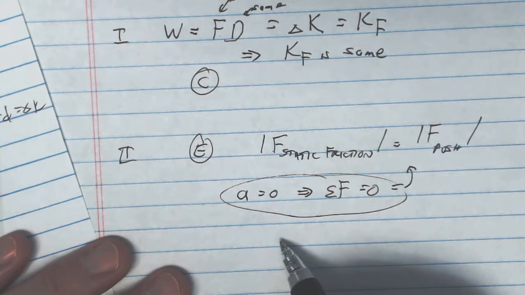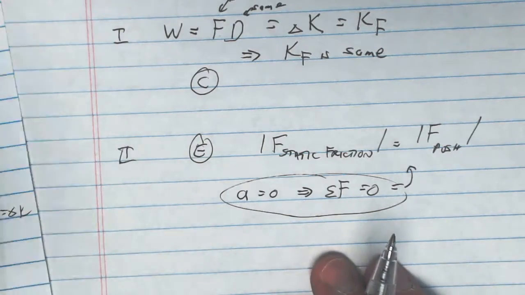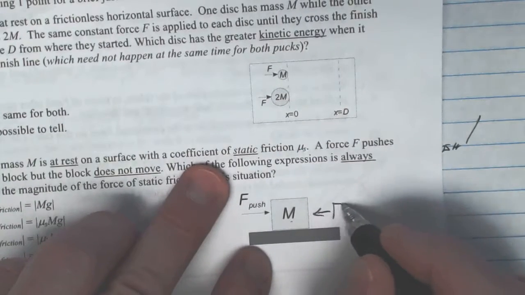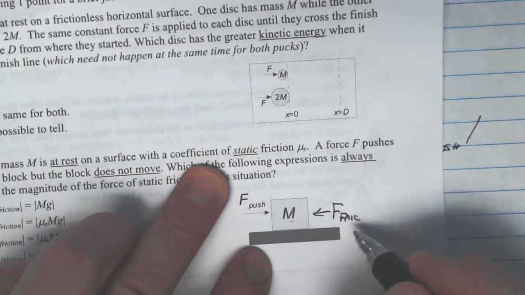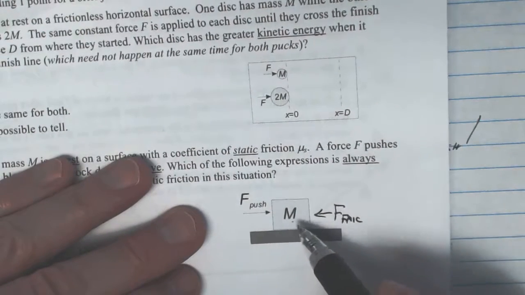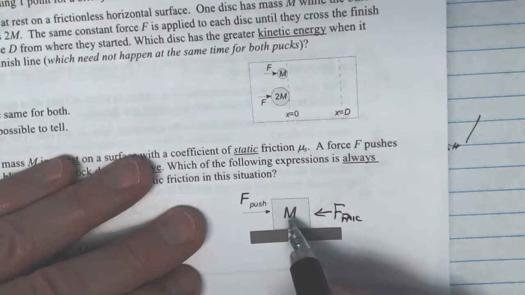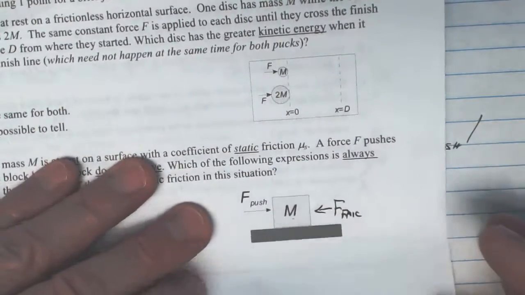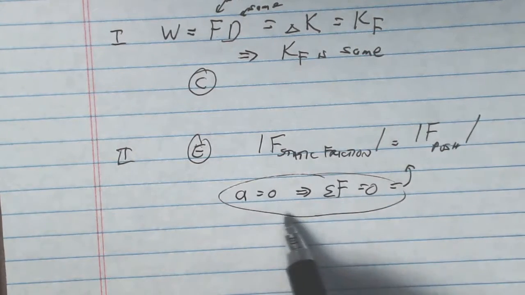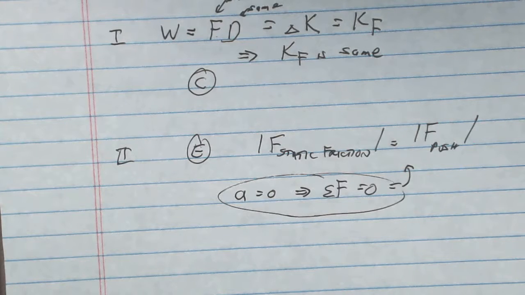There were quite a few students who said, well, that's an action-reaction pair, so they're equal and opposite. That's just wrong. F push and the force of friction are not an action-reaction pair. Remember, action-reaction pairs act on different objects. Both of these act on the same object. So that's not correct, that they're an action-reaction pair, and that's not the correct reasoning. This is what you needed to say in order to earn full credit for this problem. So that's it for the clicker questions.